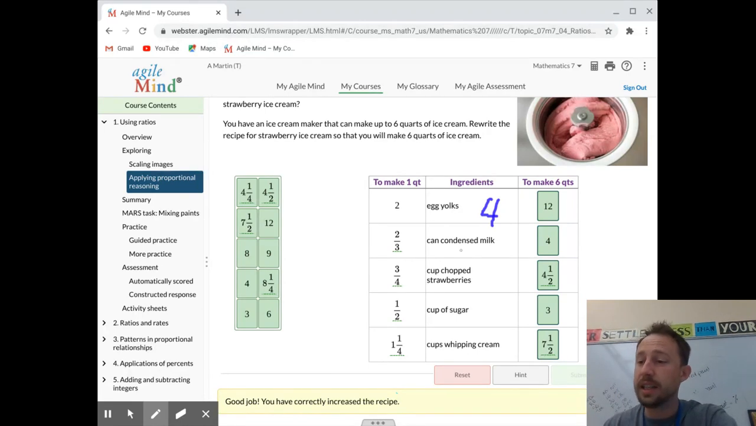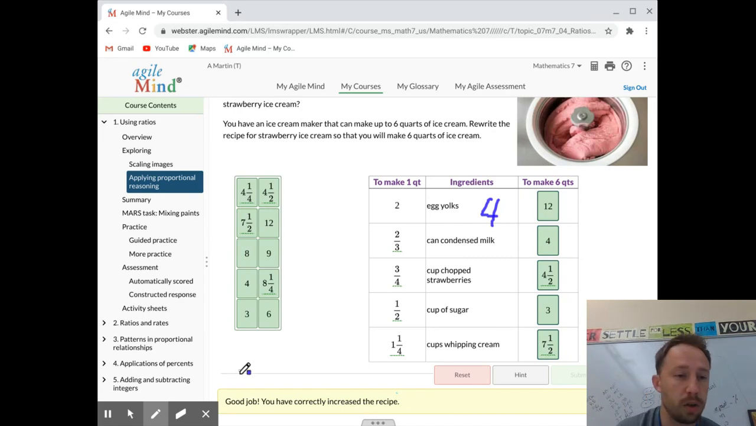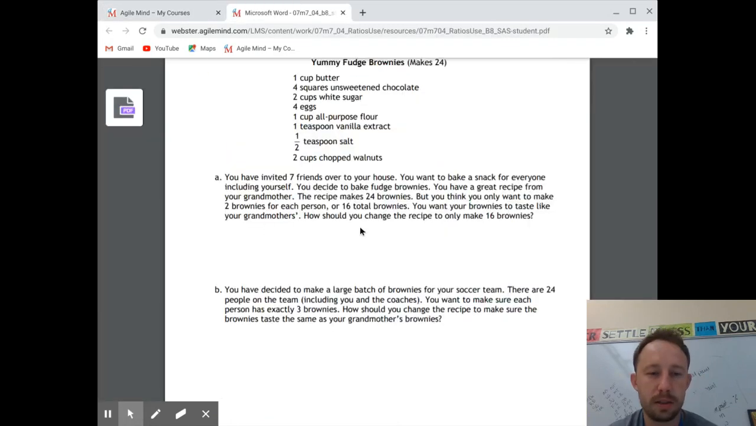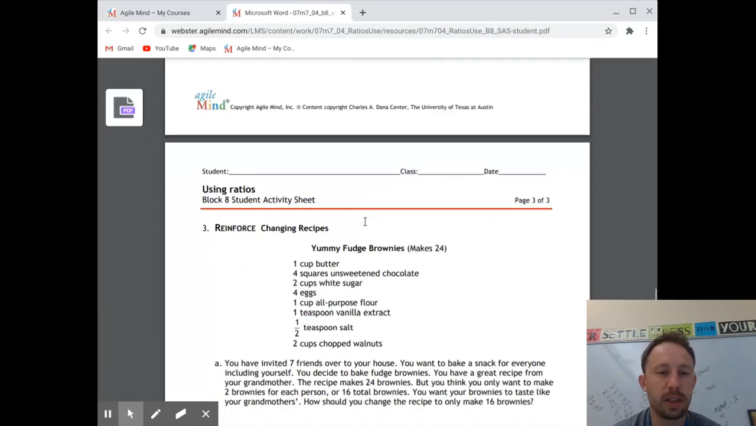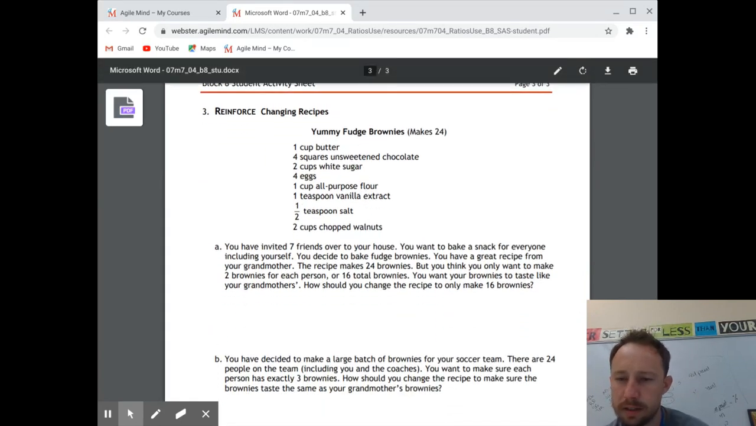All right. So, we got a couple of constructed response questions on our block 8 activity sheet. And so when you look at it, I think the first one that we have is question 3, A through B. So I'm going to pull that up on my screen now, but I want everybody looking at question 3, part A right now. That's perfect. All right, so let's look at A.